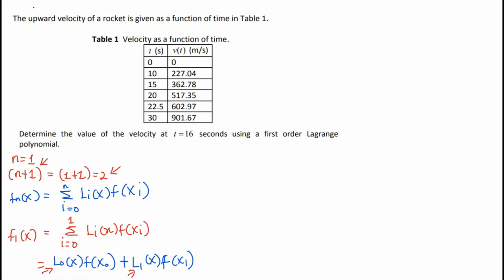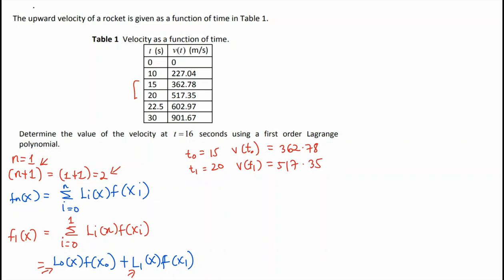So we look at the data here and we look at where 16 falls into. So from here you can see that 16 falls within 15 and then 20. So the data points you are going to use will be t0 equals 15, and then v of t0 will be equal to 362.78, and then you're going to have t1 to be equal to 20, and then v of t1 will be equal to 517.35. Okay, so this is what you are going to have.